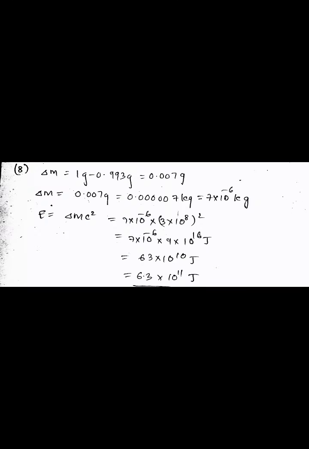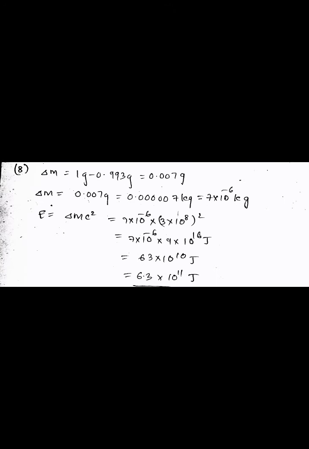Next question is, in nuclear fusion, 1 gram of hydrogen is converted into 0.993 gram of helium. The energy released is dash. So here the change in mass is equal to 1 gram minus 0.993 gram, that is equal to 0.007 gram. So this is equal to 7 times 10 to the power minus 6 kilogram.